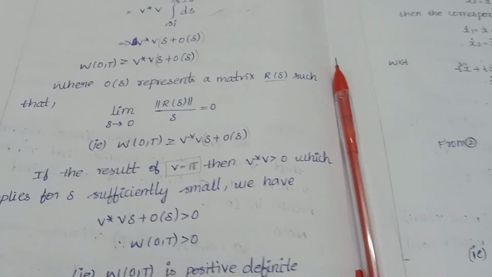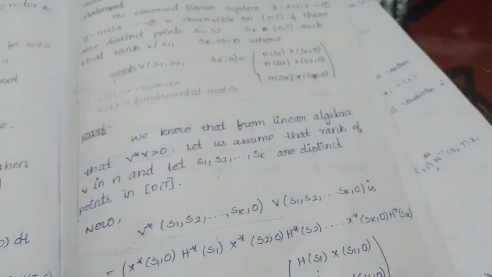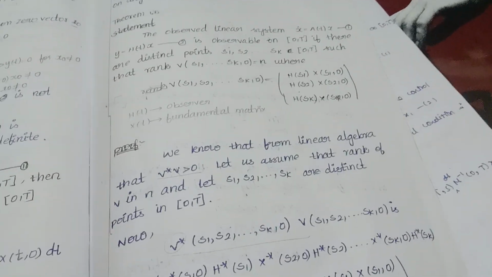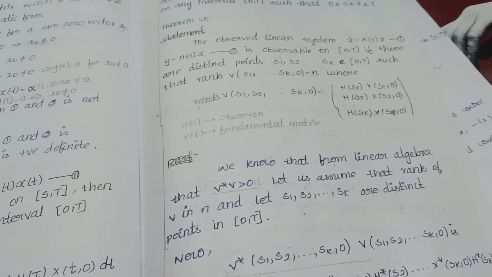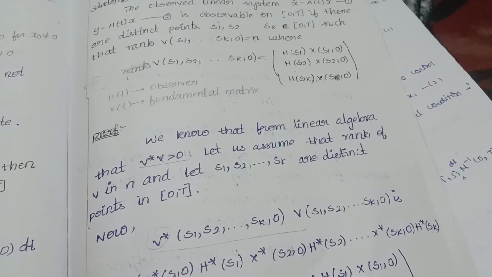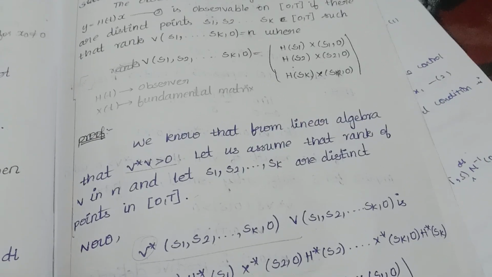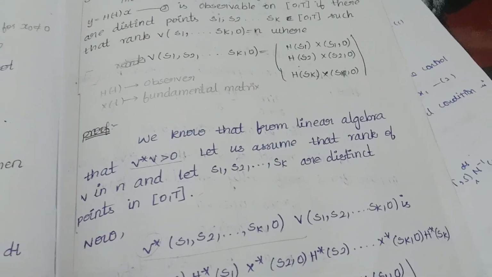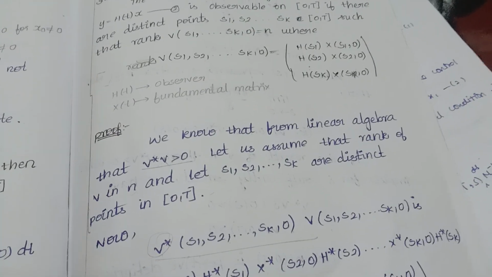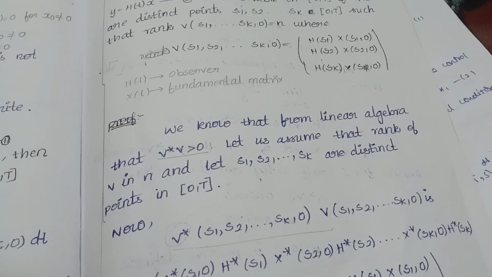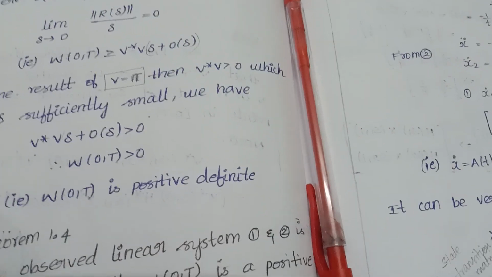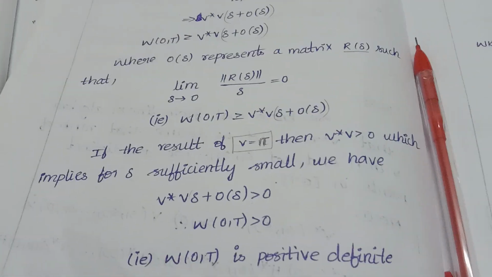So we conclude that the system is observable based on the observability condition: if the rank equals n, we have proved there exists a positive definite matrix. There are many ways to prove that a system is observable. Here we used the positive definite matrix, and since we get a positive definite matrix, the system is observable. Hope you all understand, and thank you.